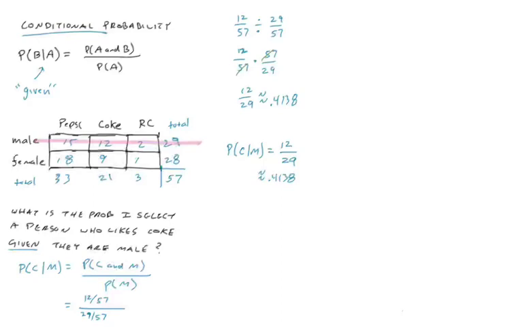Okay, so let's try another problem here. One more example. Let's find the probability a person is female given they like Pepsi.